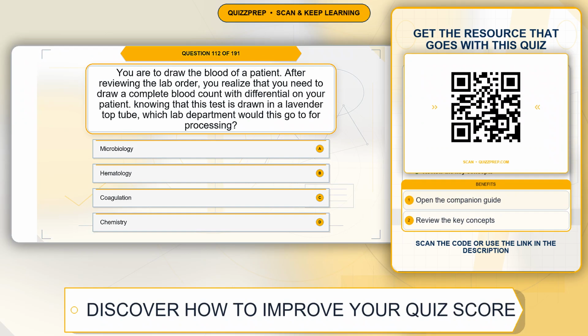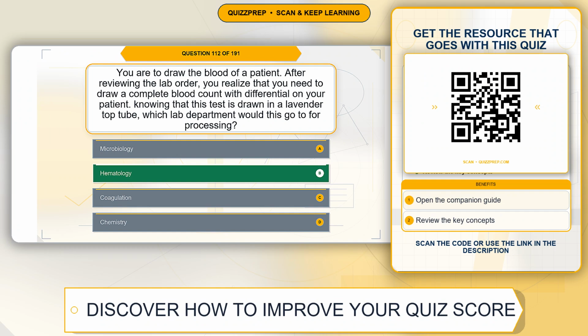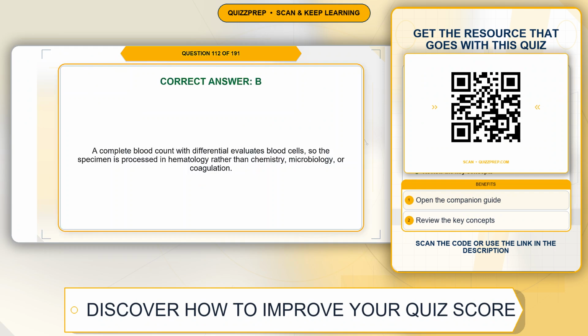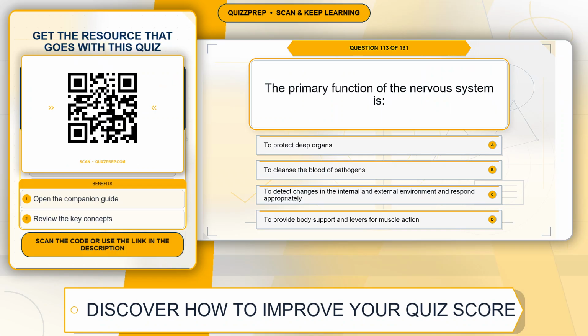Question 112. You are to draw the blood of a patient. After reviewing the lab order, you realize that you need to draw a complete blood count with differential on your patient. Knowing that this test is drawn in a lavender top tube, which lab department would this go to for processing? Option A, microbiology. Option B, hematology. Option C, coagulation. Option D, chemistry. The correct answer is option B, hematology. Explanation. A complete blood count with differential evaluates blood cells, so the specimen is processed in hematology rather than chemistry, microbiology, or coagulation.